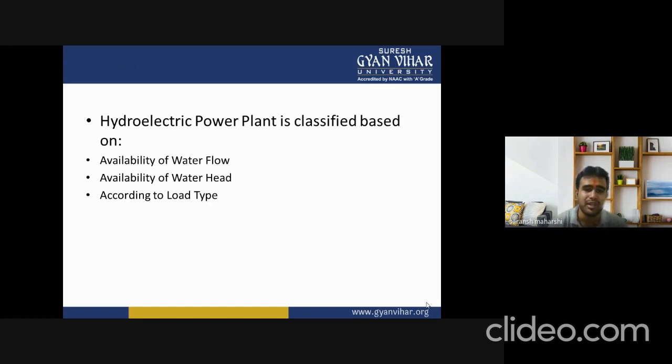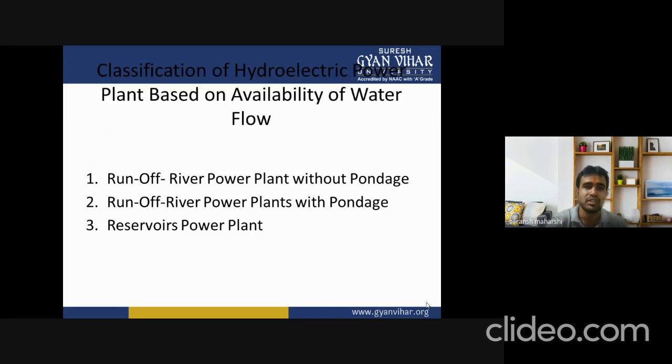Now we will discuss the classification of the hydroelectric power plant based on the availability of the water flow. According to this criterion, we will classify it into three subtypes. First is the run-off river power plant without pondage. Second is the run-off river power plant with pondage, and the third is the reservoir power plant.